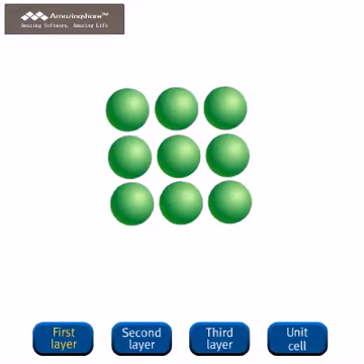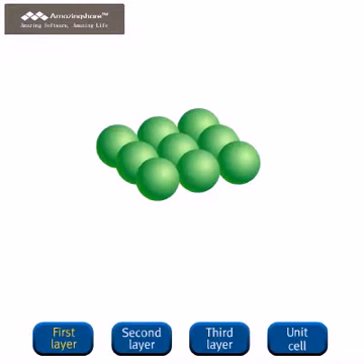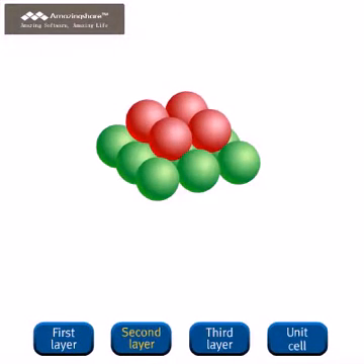This is a view of the first layer of spheres in body-centered cubic packing. Click on the second layer button to see how the second layer stacks in body-centered cubic packing. The second layer of atoms stacks in the depressions of the first layer. Click on the third layer button to see how the third layer stacks in body-centered cubic packing.